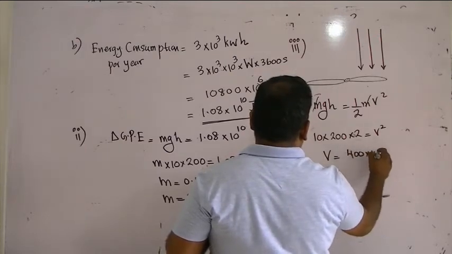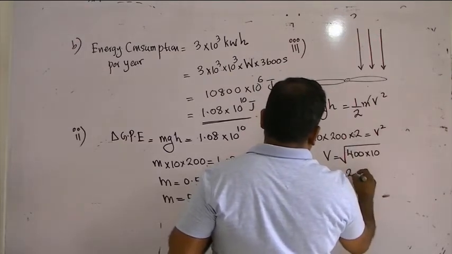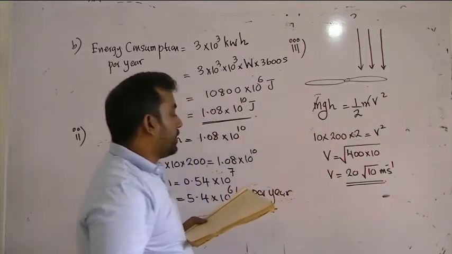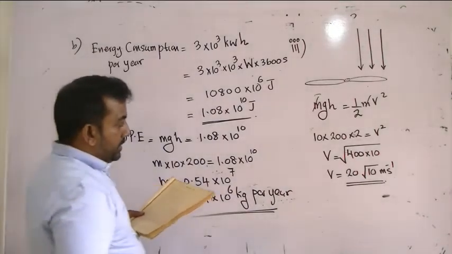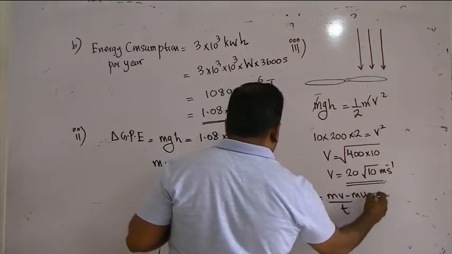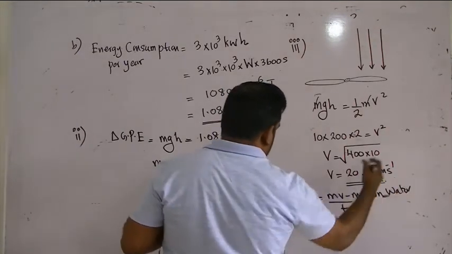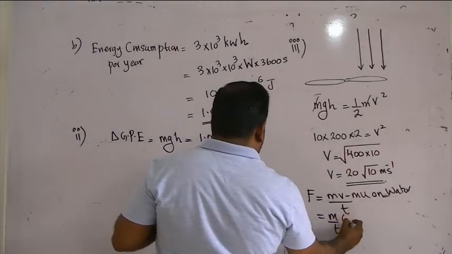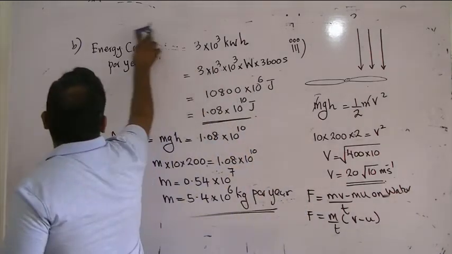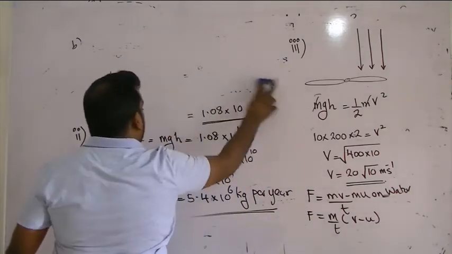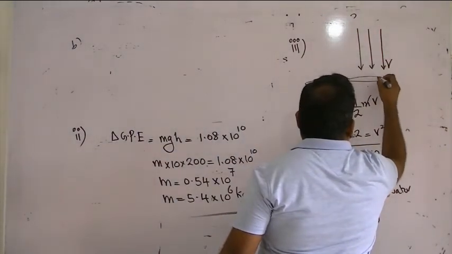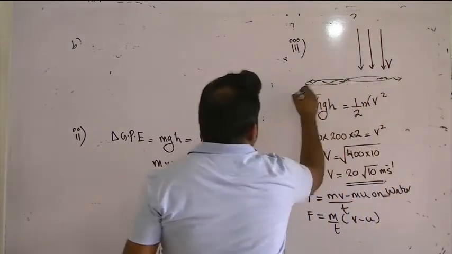The velocity is 400 times 10 square root, which is 20 root 10 meters per second. So what is the force generated? F is equal to mv minus mu over t on water. M over t times final velocity minus initial velocity is the force. Now you are thinking, don't just substitute. What is coming with the velocity is striking, afterwards going away along the blades. No rebound.